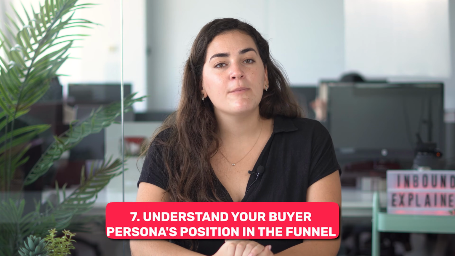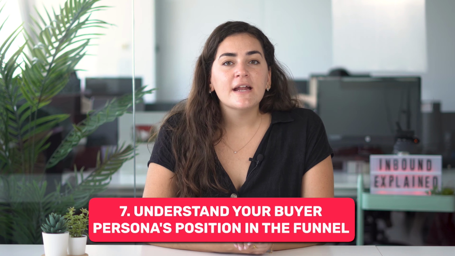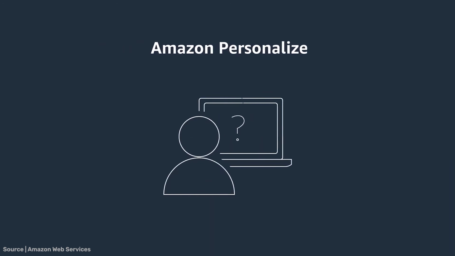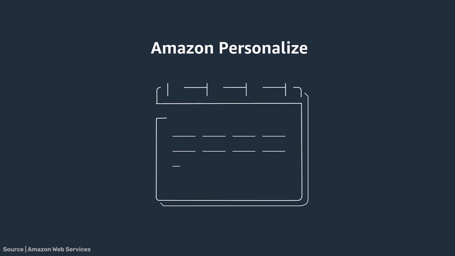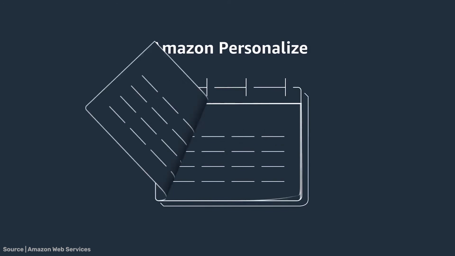7. Understand your buyer persona's position in the funnel. Your marketing approach should be tailored to where your potential customer is in their buyer journey. Amazon, for instance, uses personalized email marketing to target customers who have abandoned their carts, sending reminders or offering discounts to nudge them towards a purchase.